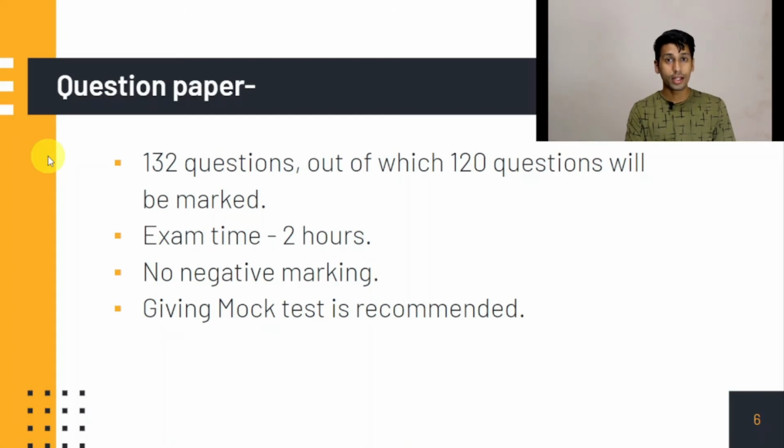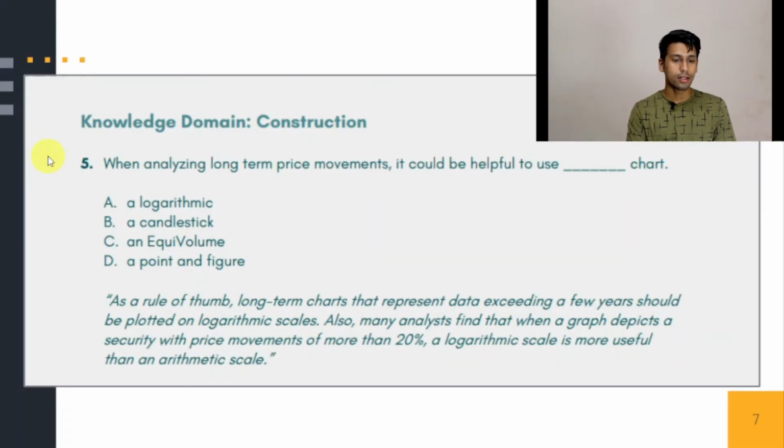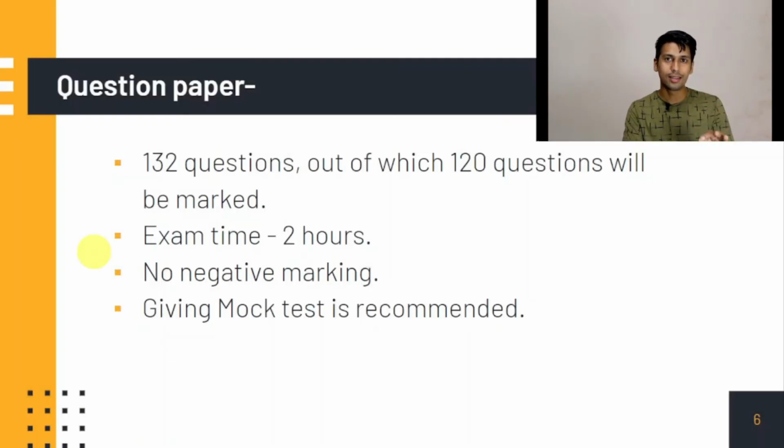So if we look at the question pattern, it looks like this. You will have four choices, and among these four choices you have to select one, and if the answer is correct, then you will get marks. If the answer is wrong, you will definitely not get marks, but there will not be any negative marking. So it is recommended that you tick answers to every question, right? So please solve all the questions. Even if you don't know the answer, please tick any answer, and if it is right, you will get marks.